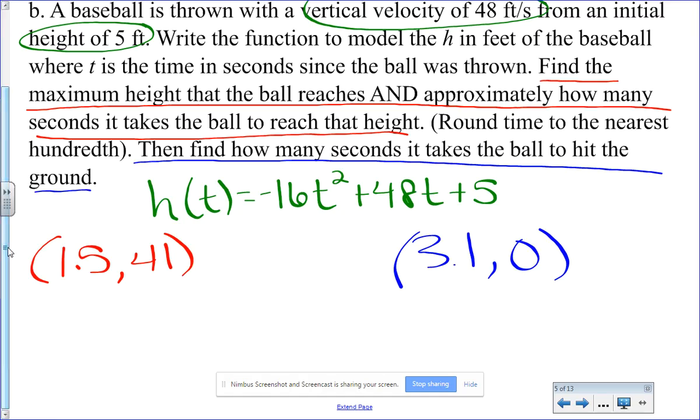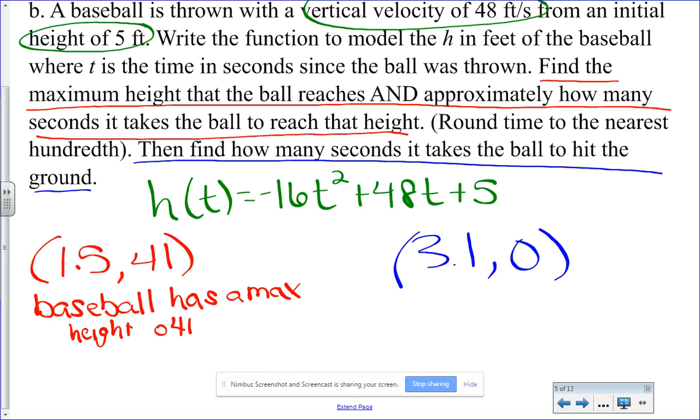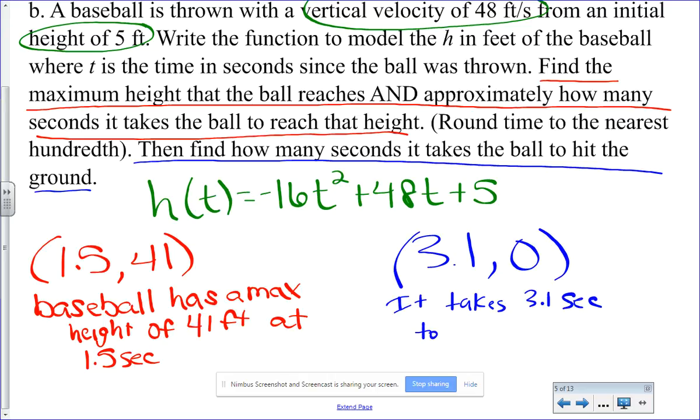So now that we have those, we're going to summarize, because I like to have labels. The baseball has a maximum height of 41 feet at 1.5 seconds. Okay, and then for the second one, when I found the 0, this is telling me it takes 3.1 seconds to hit the ground.